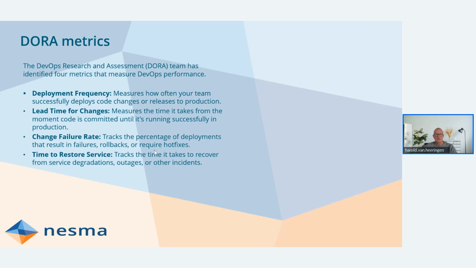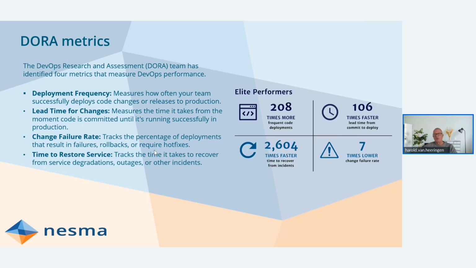Change failure rate says something about how many times a new change fails in production, so you have to roll it back, or you have to produce a hotfix. And the time to restore service. So that's how fast can I get the system working again once it breaks down. And there are a lot of these benchmarks out there, and they show that elite performers are much better than other teams.